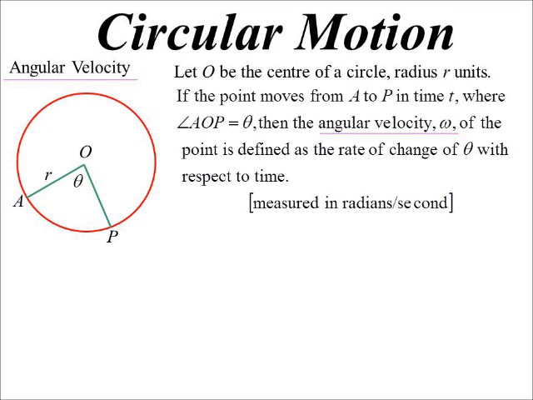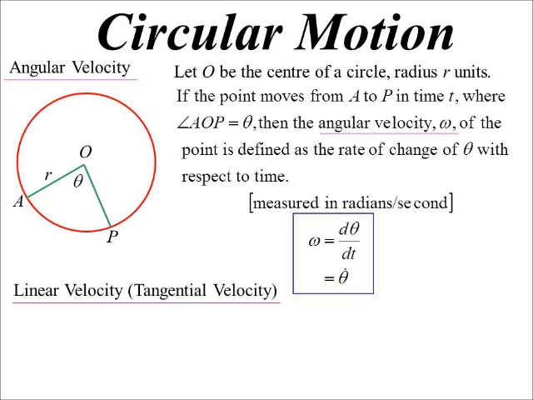Symbolised, omega is a common one we use, but if we use theta to represent angular displacement, then d theta to t could be angular velocity, or theta with a dot on it would be another way of doing it. And we measure it, as you see, the standard way of measuring it is in radians per second. So omega is d theta to t, or theta dot.